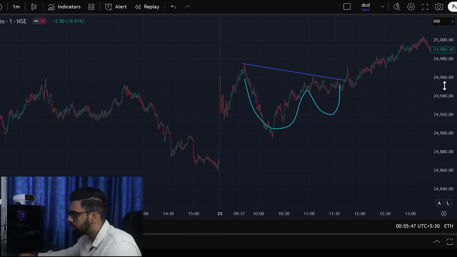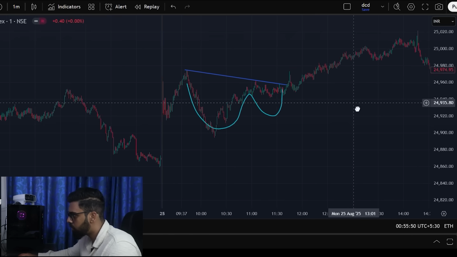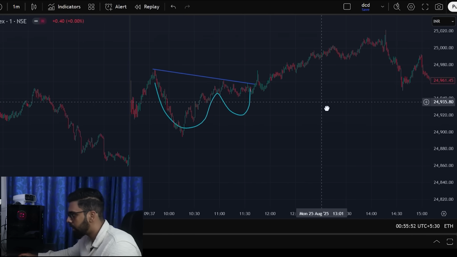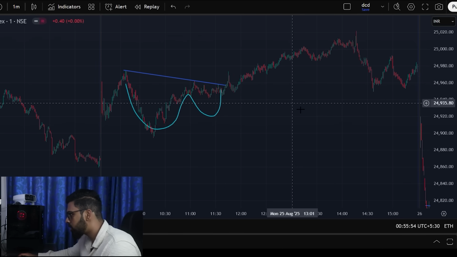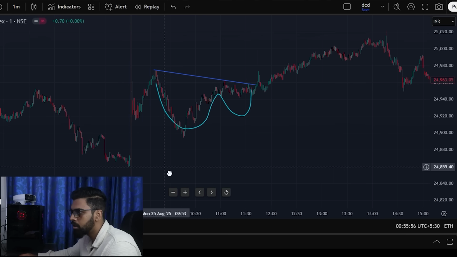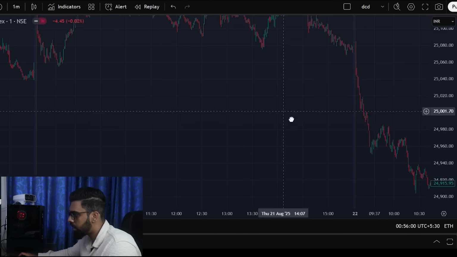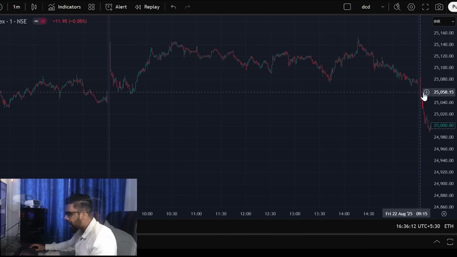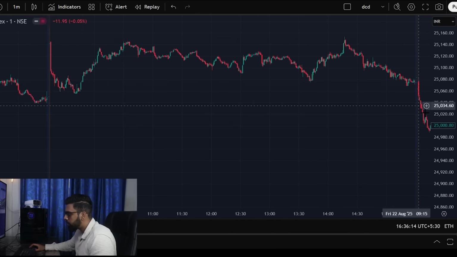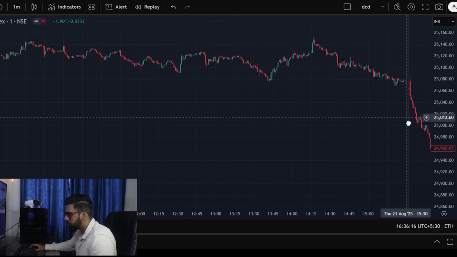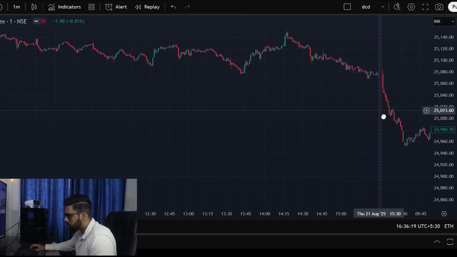Let's go ahead and see if there is another W pattern forming. There is another W pattern, but it's almost the end of the day. So let's go back to the previous day and continue analyzing. Market has opened at around 25,050 levels. Let's see if there is a W pattern forming.